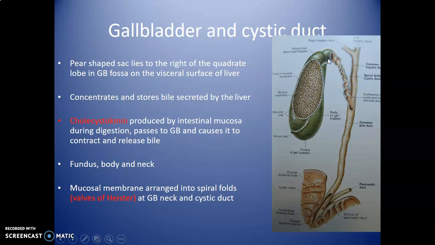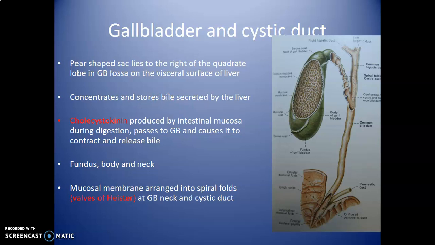So the gallbladder is pear-shaped and lies to the right of the quadrate lobe, in the gallbladder fossa, which is located on the visceral surface of the liver. What's the function of the gallbladder? It concentrates and stores bile. The gallbladder concentrates and stores bile, and remember, bile is secreted by the hepatocytes of the liver.